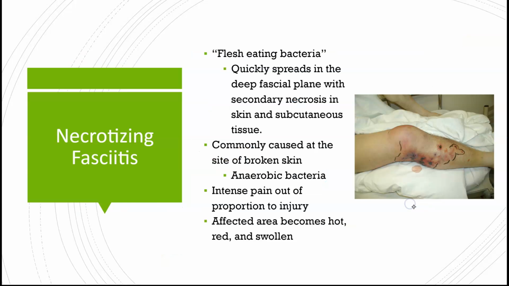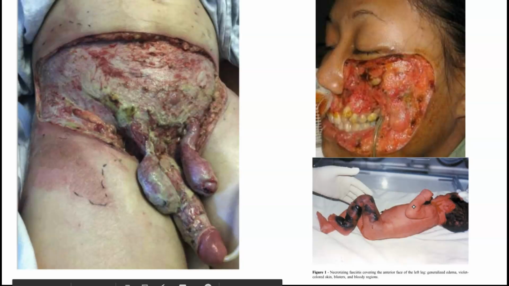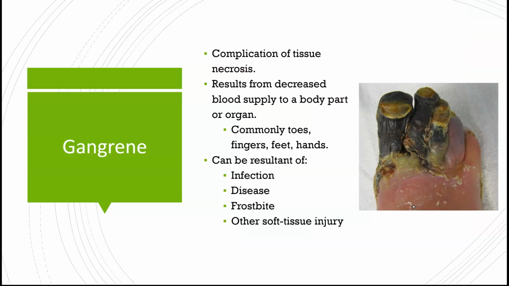What else we got? Moving on. Necrotizing fasciitis. In case anyone ever wanted to really know what testicles look like without friends, there's that picture for you. So yeah, necrotizing fasciitis is pretty vicious. Causes a lot of issues. Gangrene, another personal favorite.